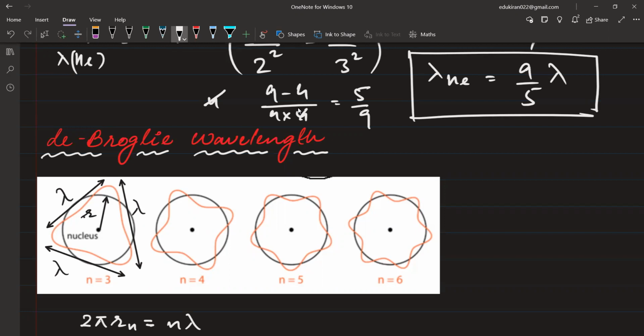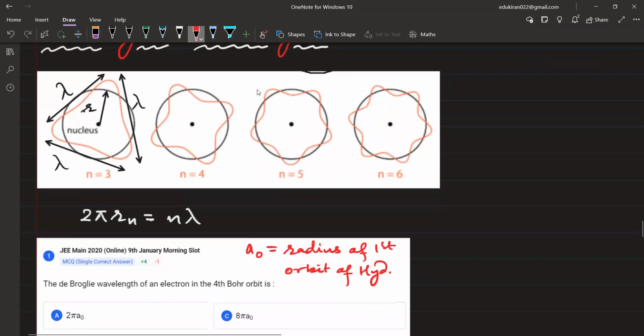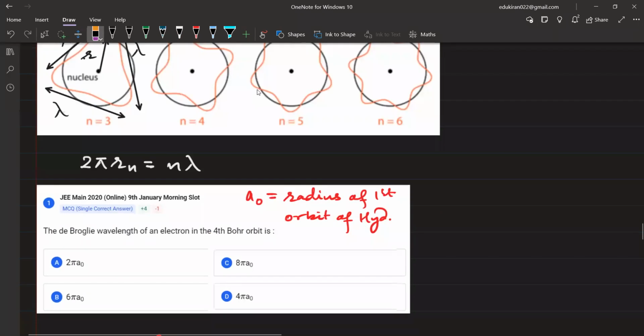Now I can write here from this 1 lambda, 2 lambda, 3 lambda, यानी कि the circumference is equal to what? n lambda. So 2 pi r_n, n is here what? The shell number, will be equal to n lambda. Okay. So this is basically the de Broglie's wavelength. यहाँ से आपको de Broglie wavelength निकल जाएगा. r_n कहाँ से निकालेंगे? r_n you can calculate from the Bohr's radius. r_n is what? It is the Bohr's radius, or lambda क्या? This is de Broglie wavelength. Please write this down and then write this question. The de Broglie wavelength of an electron of the 4th Bohr orbit.